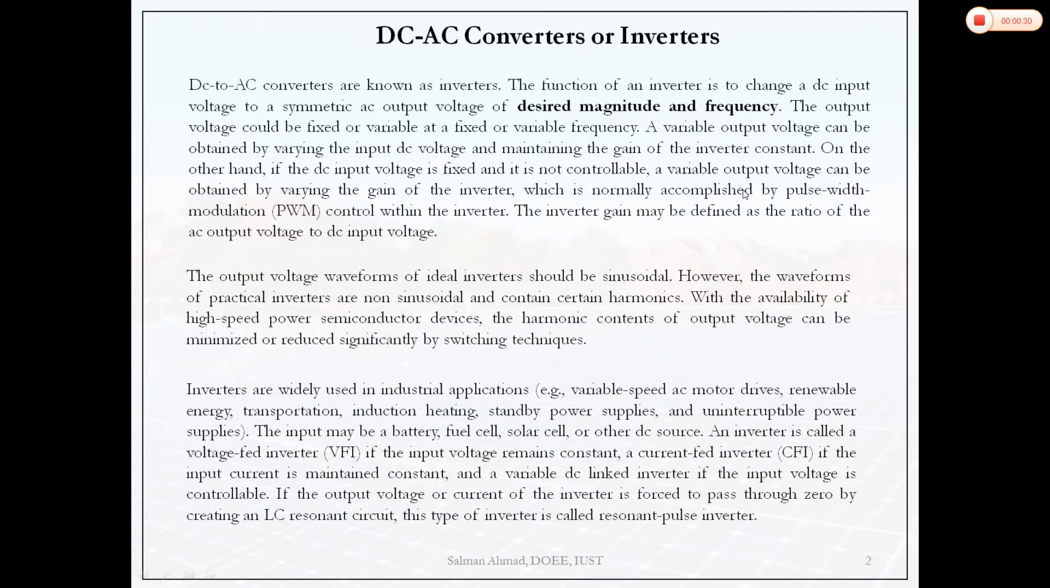So basically DC to AC converters are known as inverters. The function of an inverter is to change a DC input voltage to a symmetric AC output voltage of desired magnitude and frequency. So in some cases you will find that the DC is fixed and you will require a variable AC, that means a variable magnitude and variable frequency AC, like the application of voltage source inverter in induction motor drives where you require to achieve V by F control of the induction motor. There you will find that you are having a fixed DC and you require a variable AC.